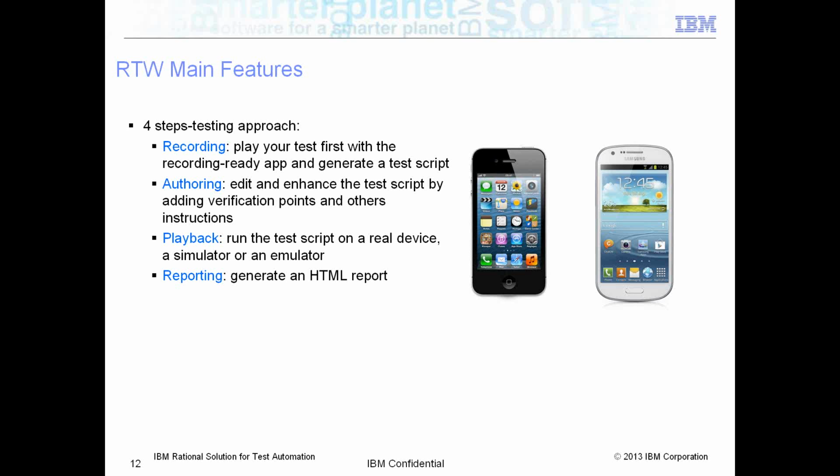Once you have the script, you should be able to modify it, because just record and playback will sometimes not help. You have to modify or enhance your test. Once you have enhanced it and you're ready to execute your test, RTW provides the playback component. Using that, you play back or execute your test on the application that you recorded. At the end of the execution, you get a report that shows the overall verdict as well as every step, whether it passed or failed. If there is a verification point, it shows whether the verification passed or failed.